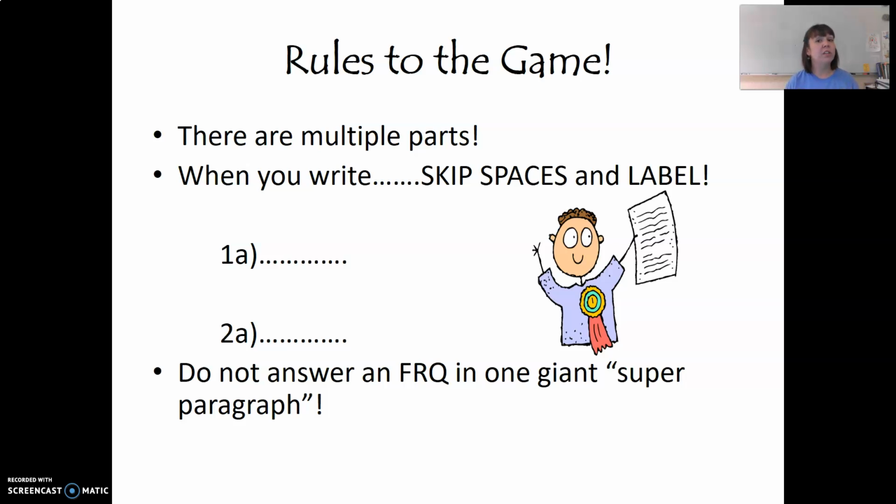There are multiple parts to every free response question. So when you are writing, especially if you're skipping around, make sure you label and skip spaces between your answers so that you don't have everything shoved up together in one big paragraph. It's very hard for the graders to read. So make it very organized and very easy to understand what you're trying to say where. Don't answer your free response different parts in one big giant super paragraph. Put 1A, I'm talking about this. 1B, we're going to do this.